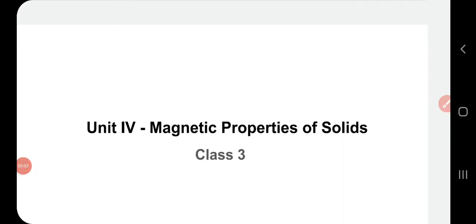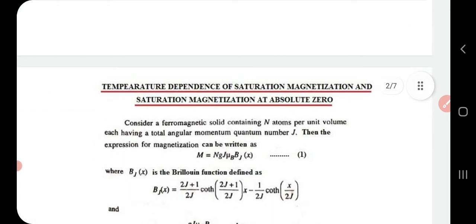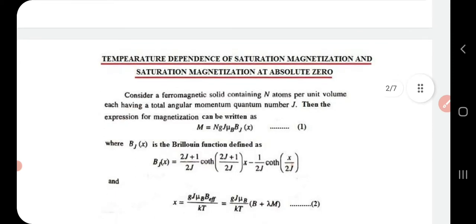Good morning. This is class 3 on our unit 4, magnetic properties of solids. Today we will discuss the temperature dependence of saturation magnetization and saturation magnetization at absolute zero. In the last class we discussed ferromagnetic material in detail, right?